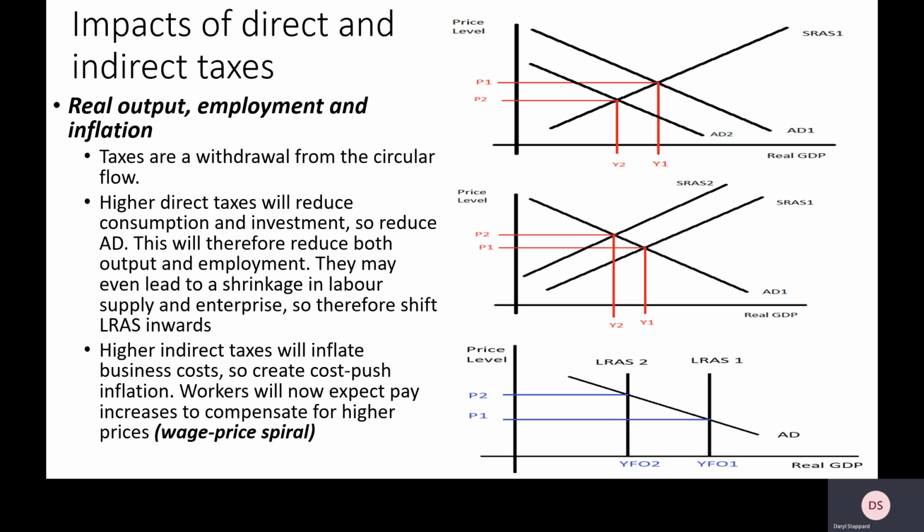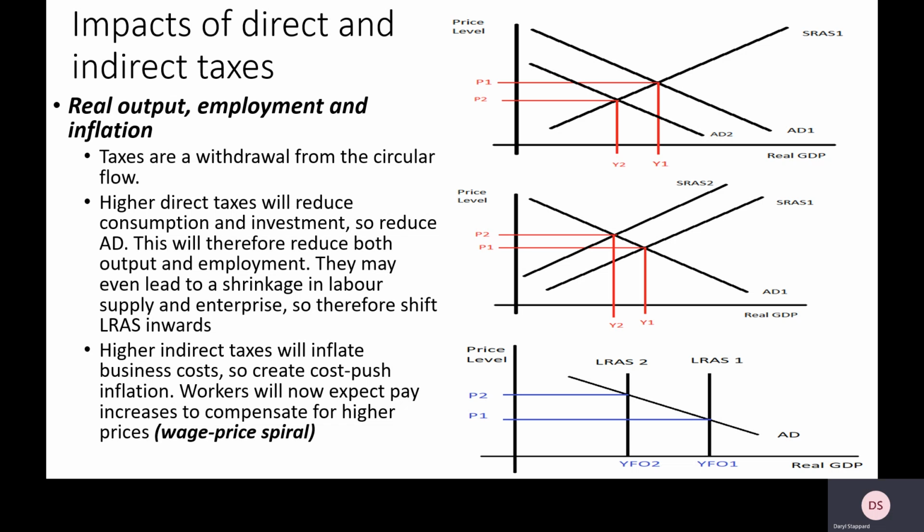Right, anyway, let's now think about other impacts of taxes on the economy. Now, you've got here some different diagrams. Let's think about what we're saying with these. We've got to remember, first of all, that taxes are a withdrawal or a leakage from the economy. So if you were to raise direct taxes, so income taxes, for example, or corporation taxes, then you're going to lead to an inward shift in aggregate demand. In other words, that top right-hand corner diagram.